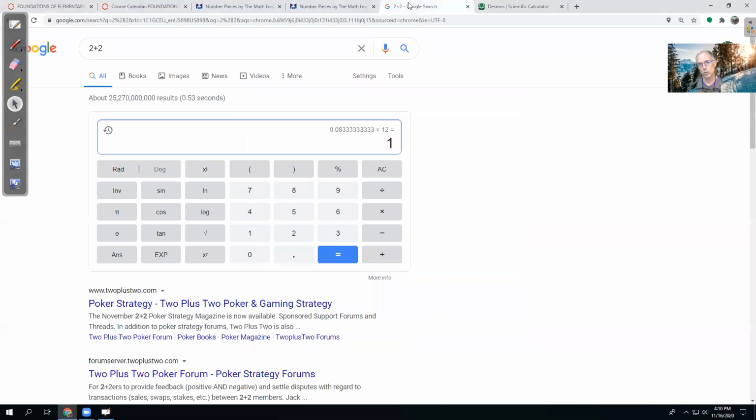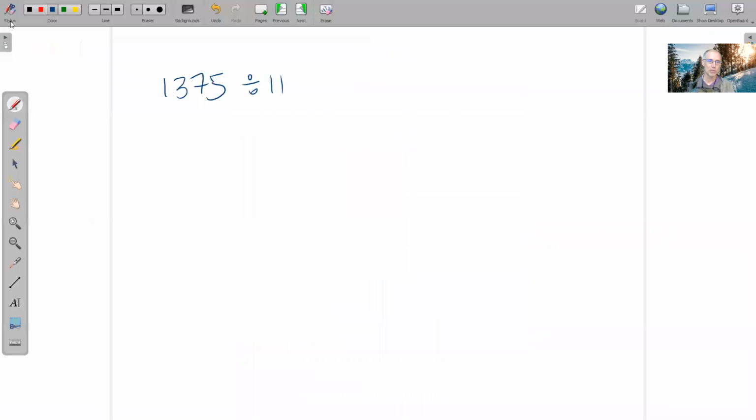So 1,375 divided by 11 on a calculator. I'm going to switch back to my Google calculator. 1,375 divided by 11. Right away I can say, oh wow, I got lucky. There's no remainder. Well, that was no fun. Let's make it 77. Oops. Warning, be careful making up math problems on the fly. Sometimes they don't do what you want. All right, now we'll get a remainder.